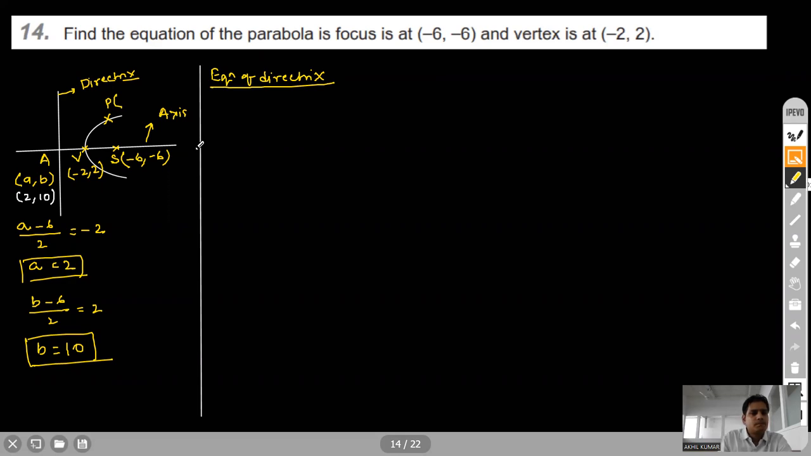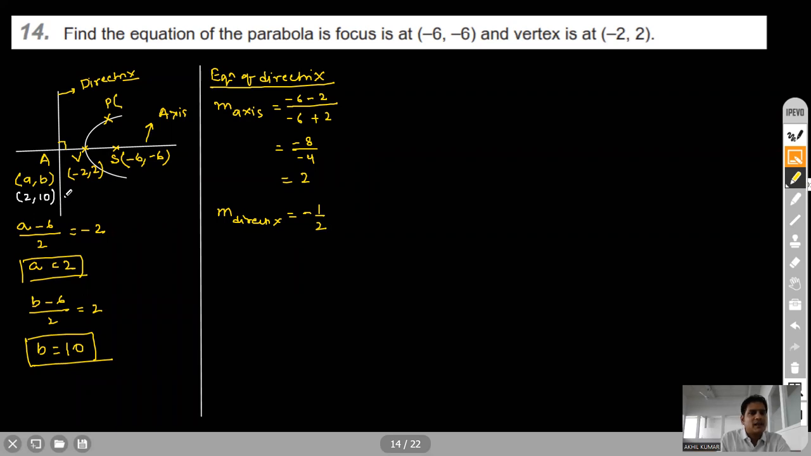So if you see, what will be the slope of this axis? The slope of the axis of the parabola will be (-6 - (-2)) upon (-6 + 2). This will be equal to -8 upon -4, that is 2. So actually the slope of the axis comes out to be 2. So the slope of the directrix will be, since both these lines are perpendicular, making an angle of 90 degrees, -1/2, right? The slope of the directrix will be -1/2, and it is passing through (a, b).